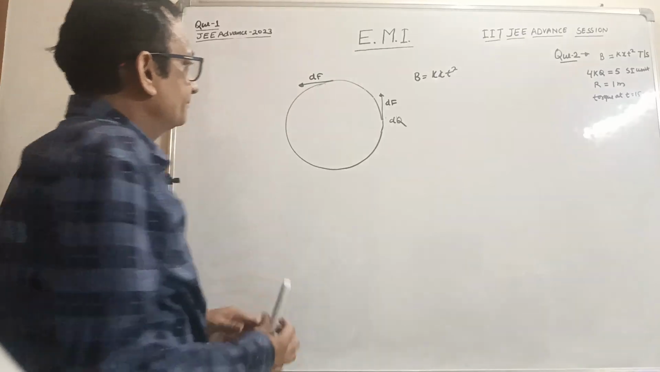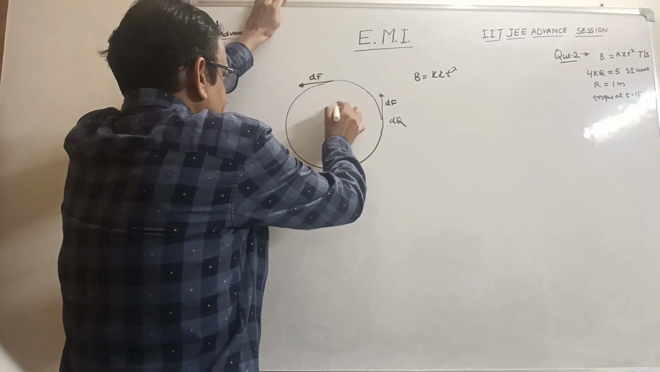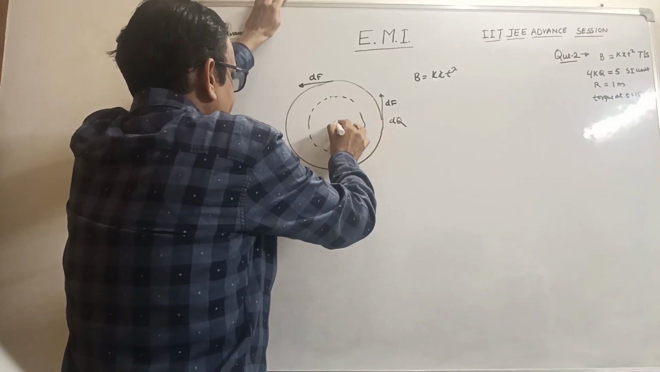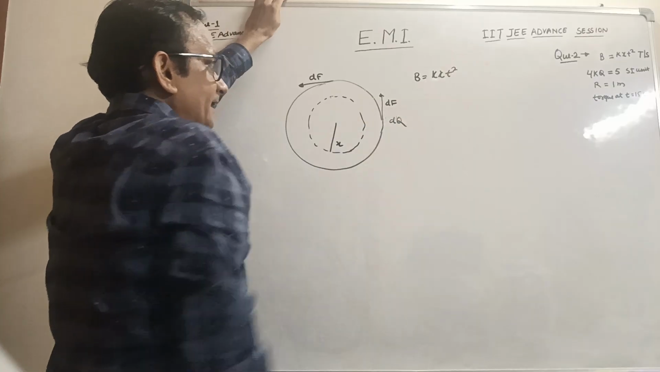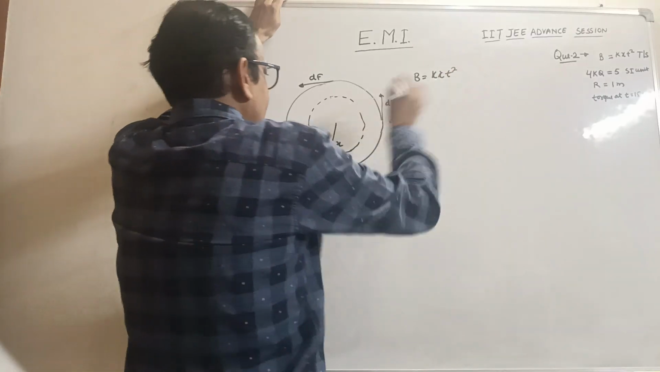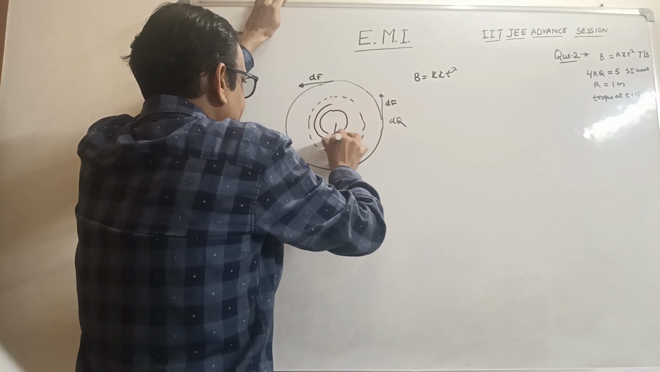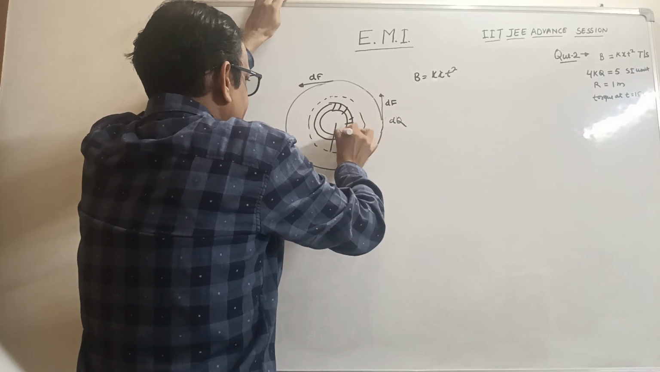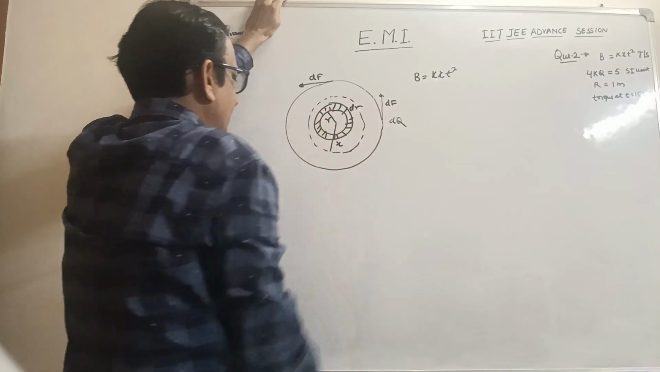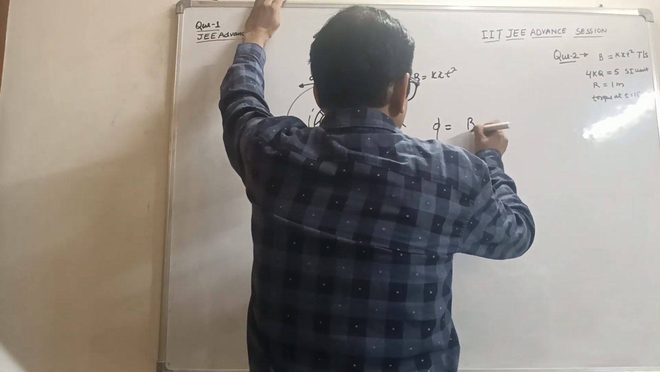So here is the problem. The question says that when the distance is x from the center, we switch on the magnetic field. So we take a small radius r here, and this is the thickness strip dr, and this is x. We know flux is equal to the integral of B dA.